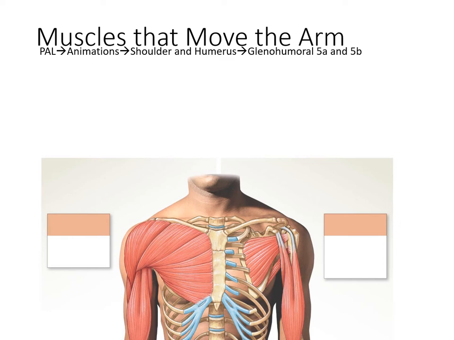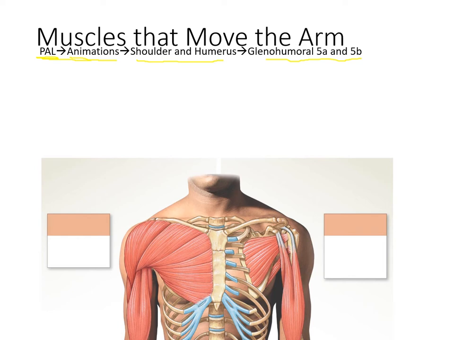Before we get into specific muscles, I do want to point out that in a lot of these slides, I give you instructions on how to get to some videos on Mastering A&P. If you go to your study area, Practice Anatomy Lab has lots of awesome animations. The ones that are relevant to these particular muscles are the shoulder and the humerus ones. These are the ones that I think are the best. I highly recommend taking a look at these. They pretty much eliminate all of the other muscles and show you here's the origin, here's the insertion, here's the action, and let's see how it moves. Definitely a beneficial supplement to just looking at these diagrams.